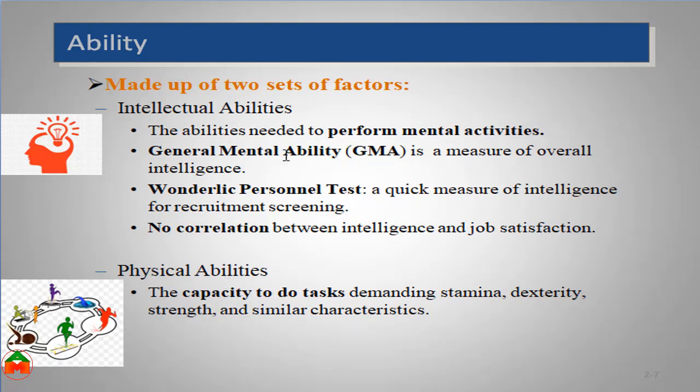There are a number of measures of intellectual ability available for use by organizations. Two representative measures are general mental ability and the Wonderlic Personnel Test. General mental ability looks at overall intelligence, and GMA is generally recognized by researchers. On the other hand, the Wonderlic Personnel Test is generally used as a quick measure of intelligence in the hiring process.